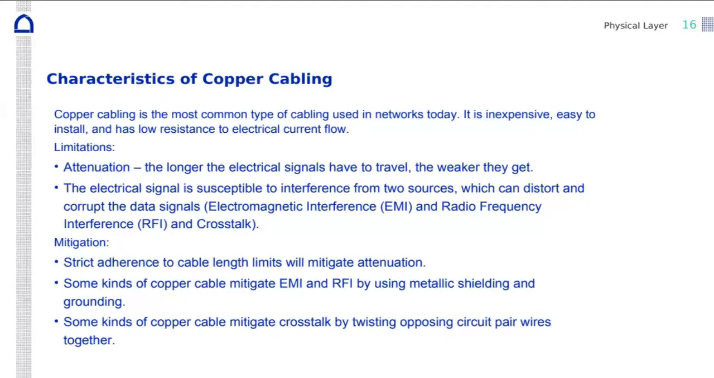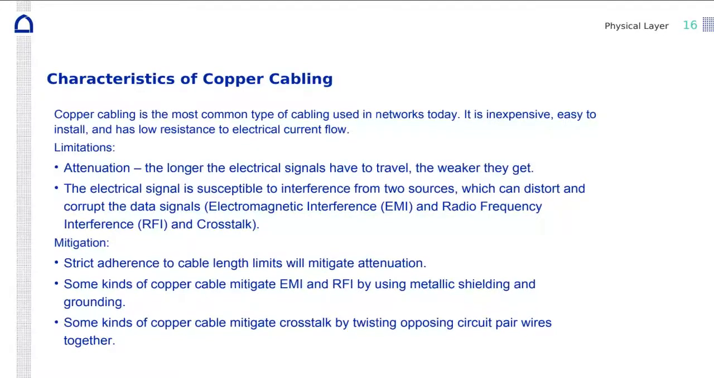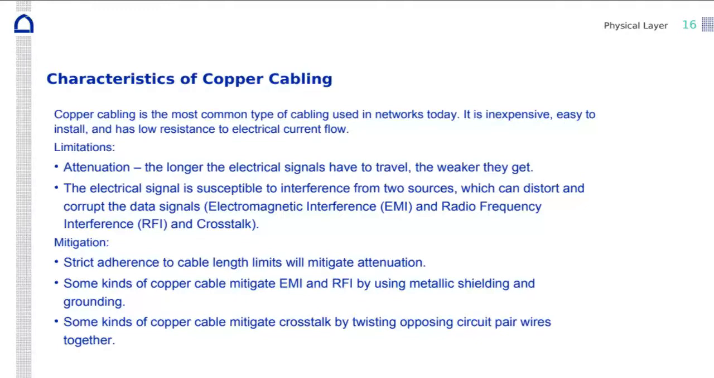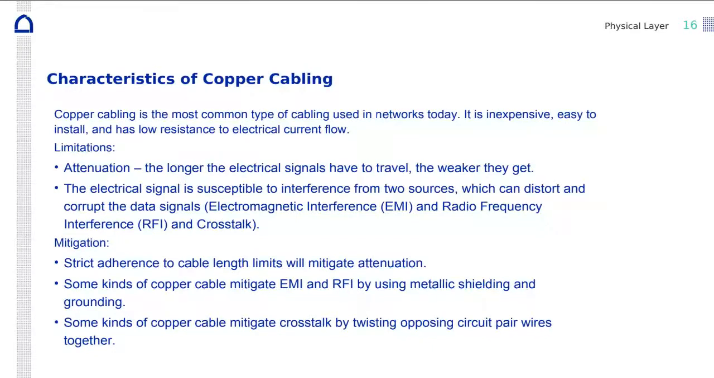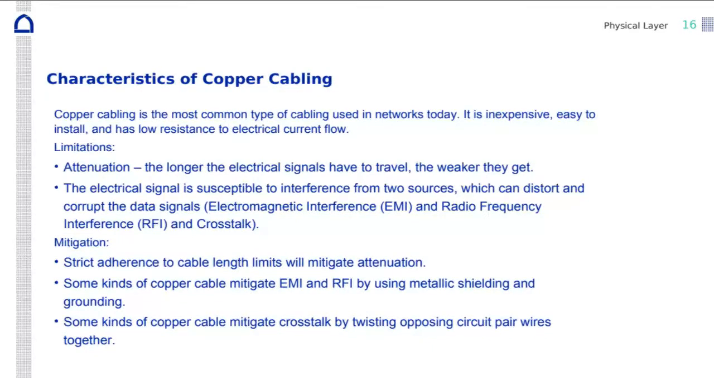Strict adherence to cable length is also needed. If you are using Cat5, there is a limitation on the length of the cable. You cannot exceed 100 meters. You need to put a repeater. Also, some kinds of copper cable mitigate EMI and RFI by using metallic shielding and grounding. So they put extra shielding and do grounding, but this will add to the cost, to reduce the interference.